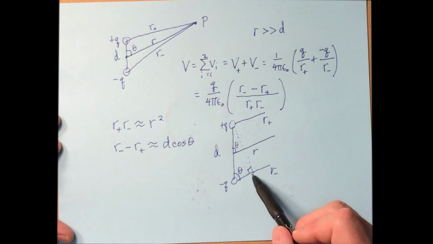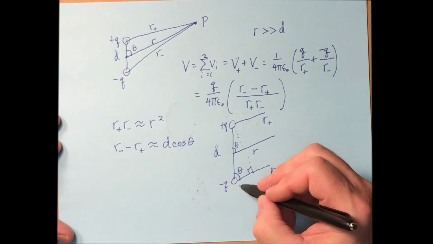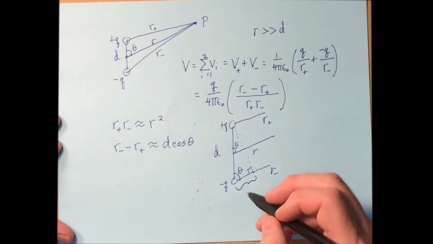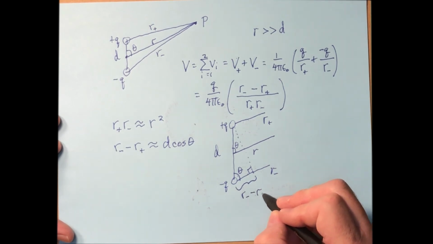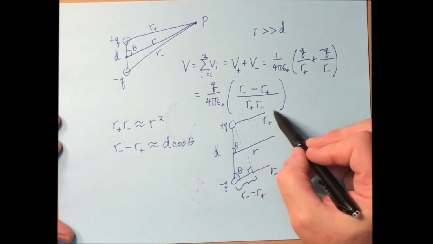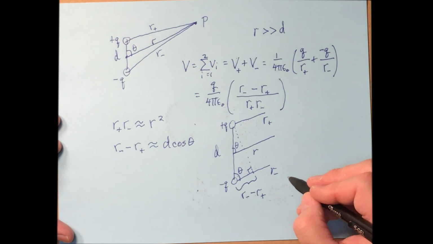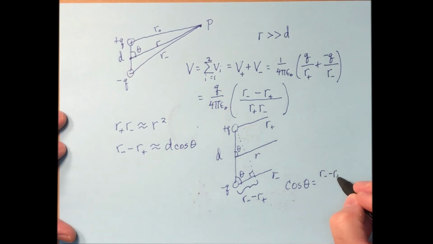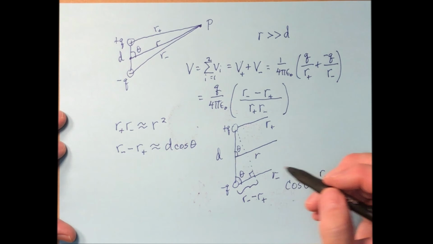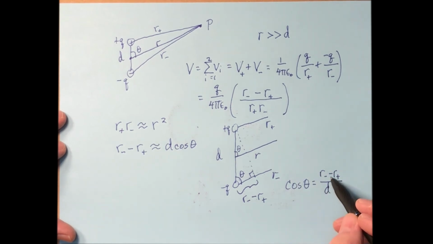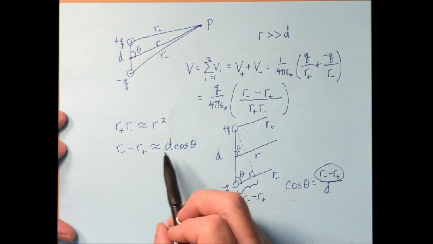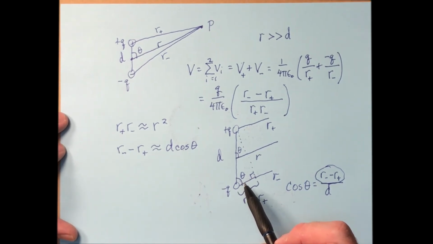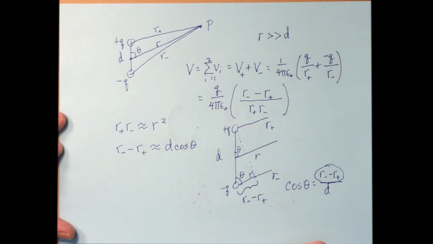And if those two angles are the same, then you can look here at this cosine, and you can get this distance right here. That distance right there, well, what is that? That's R minus R plus. It's the difference in distance between this top and the bottom here. So the cosine of theta is going to equal R minus R plus over the hypotenuse, which is just D. So solve for R minus R plus, and you get D cosine theta. So once again, that is an approximation, but it is a very good approximation because of our assumption that R is much, much bigger than D.